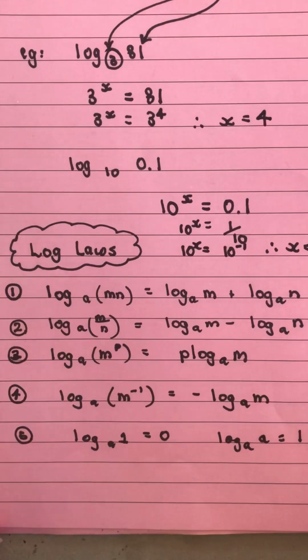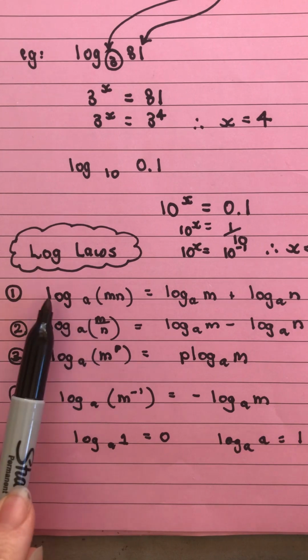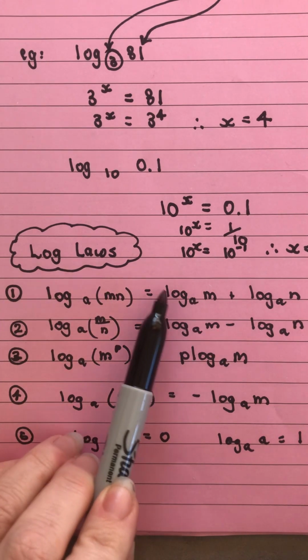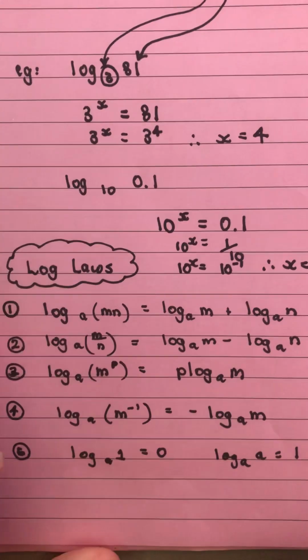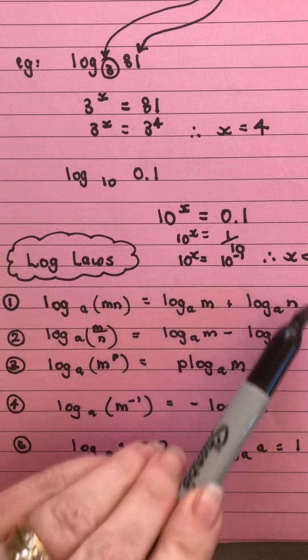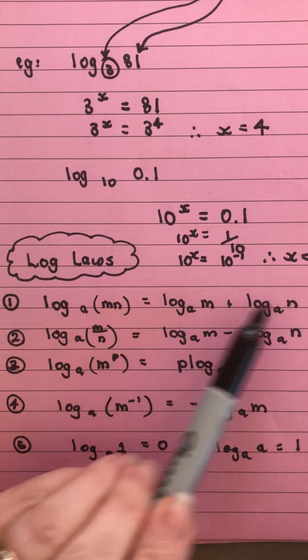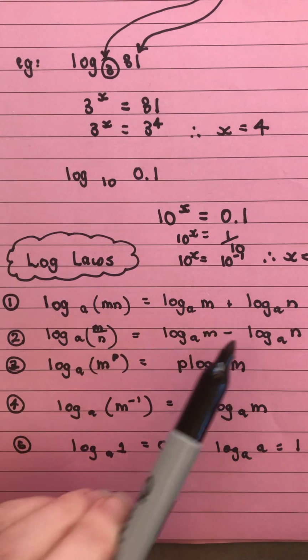Now, in the next couple of videos, we're going to go through one video at a time, going through these log laws here. So when we have log base a of mn, we can split that up and say that's log base a of m plus log base a of n. So the same way we often will see it like this. If we've got the same base for our log, we can multiply the numbers there. If we're dividing, we're subtracting.